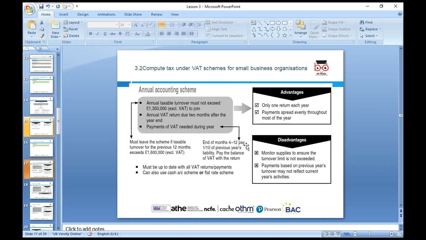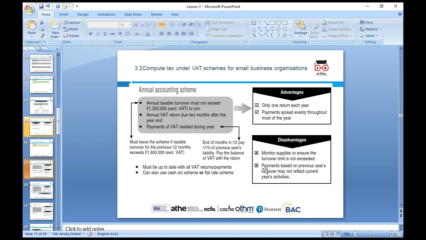End of the month 4 to 12, pay 1/10 of the previous liabilities of the balance of the VAT within that return. When we submit it, we can make some payment in advance, and otherwise we can make the arrangement as a direct debit. This scheme has the advantage of only one return, with payments spread evenly throughout most of the year. Disadvantage: monitor the supply to ensure that the turnover limit is not exceeded.